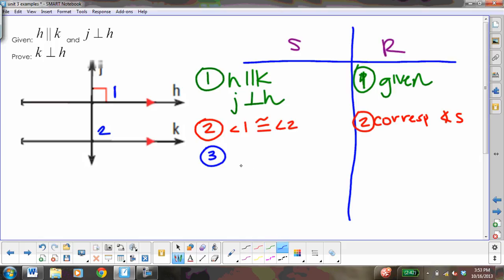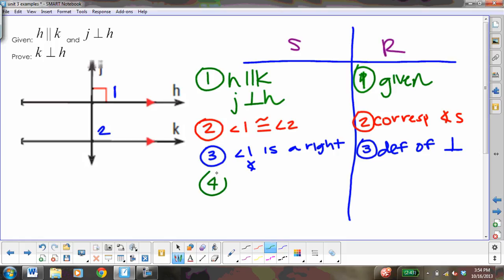For step 3, I'm going to say that angle 1 is a right angle because of the definition of perpendicular lines. Which means that the measure of angle 1 has to equal 90 degrees because of the definition of a right angle.